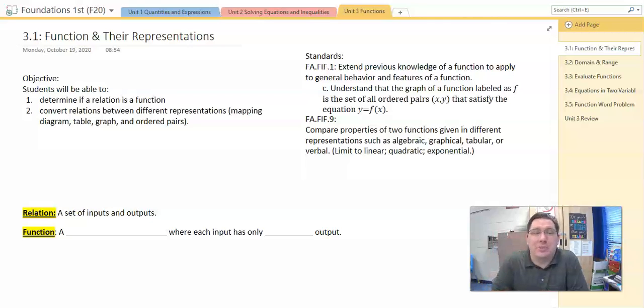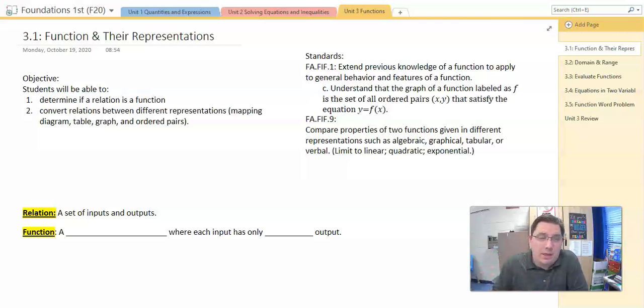Hey there y'all, today we're going to look at 3.1 on functions and their representations. In this lesson you'll be able to determine if a relation is a function, and you'll also be able to determine how to convert between relations between different representations, including mapping diagrams, tables, graphs, and ordered pairs. The standards for this section, FIF1 and FIF9, deal with what is a function and also the types of representations that we have.